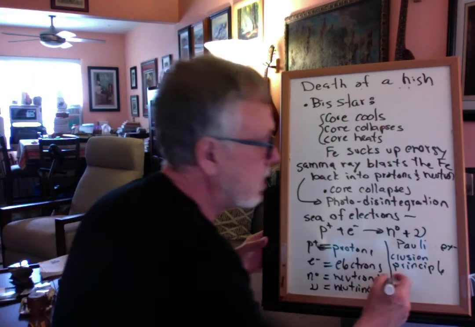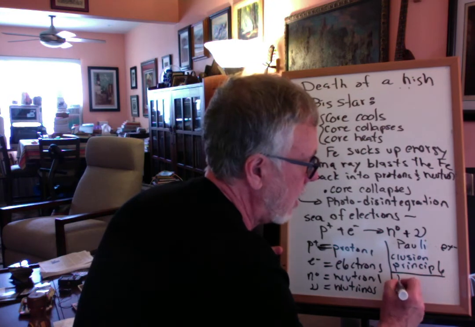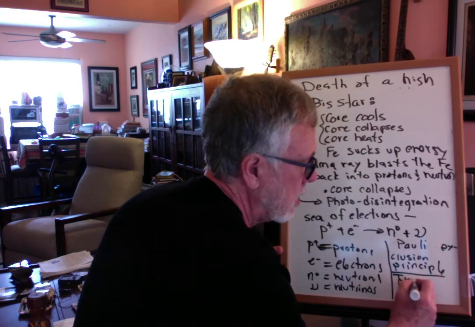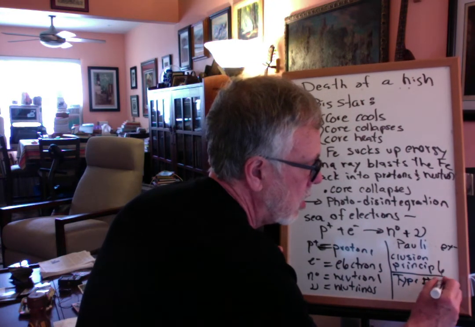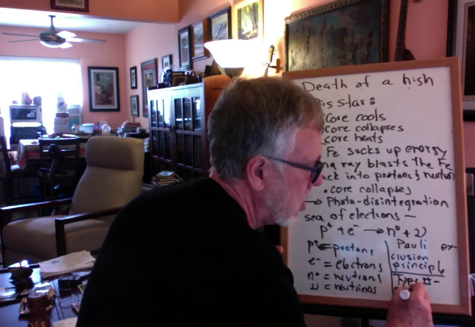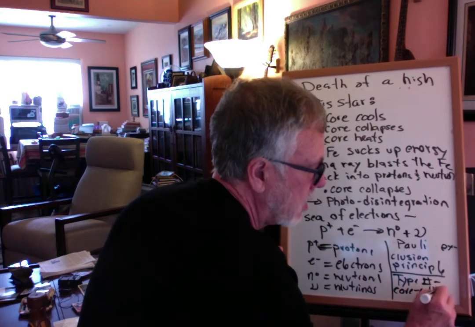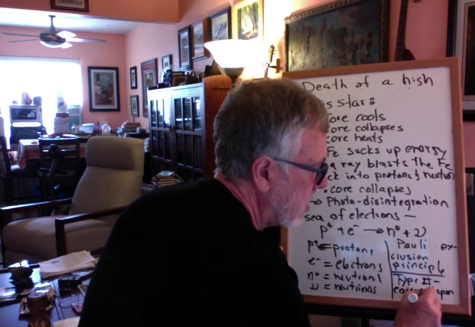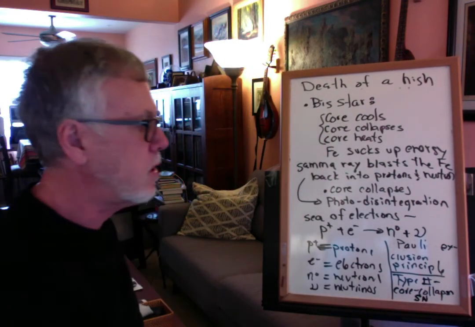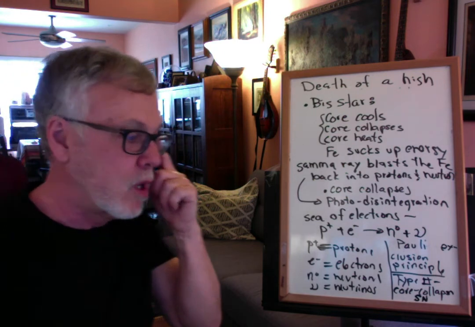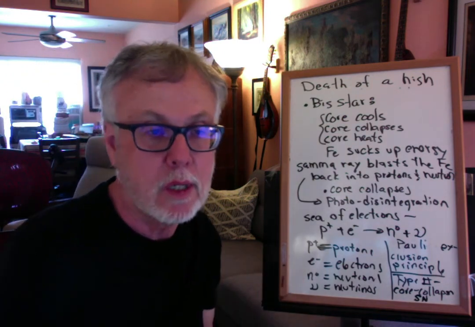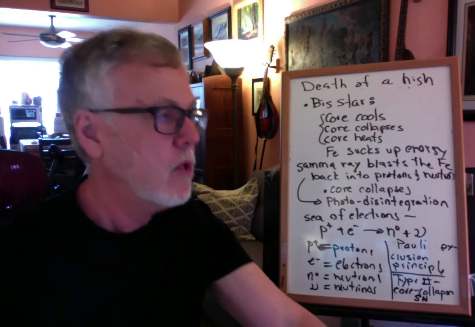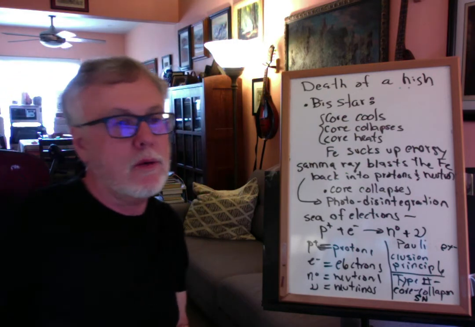And this produces what is known as a type 2 core collapse supernova. Type 2 core collapse supernova utterly destroys a massive star. So let me kind of refresh this. So let's take a moment.